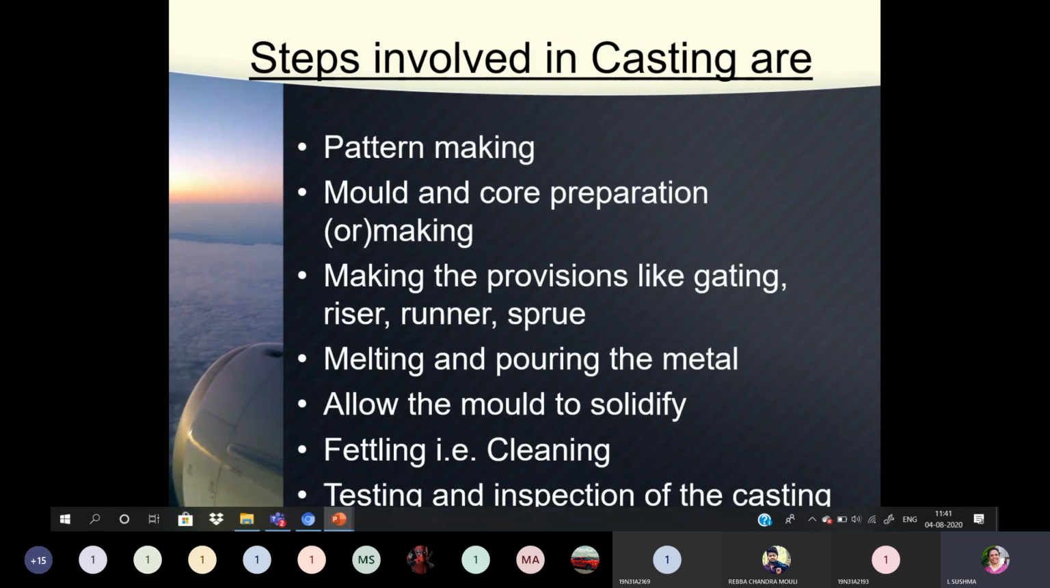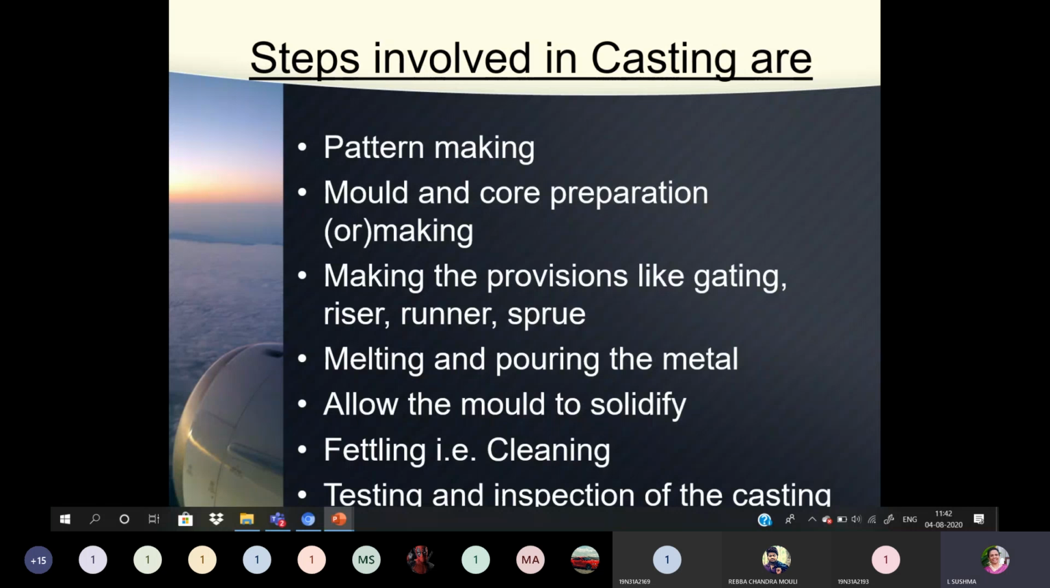Okay, next, allow the mold to solidify. The next point is fettling.